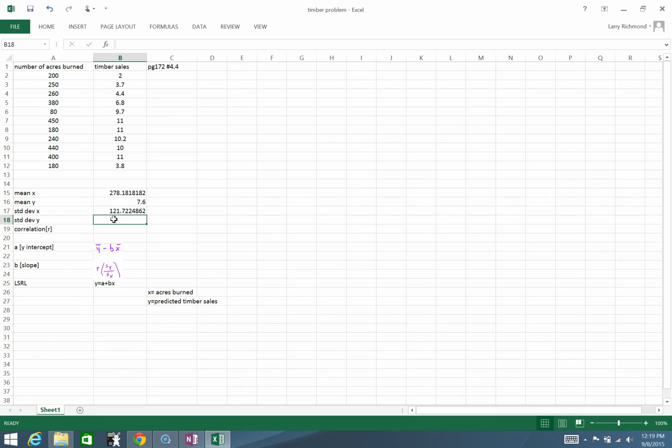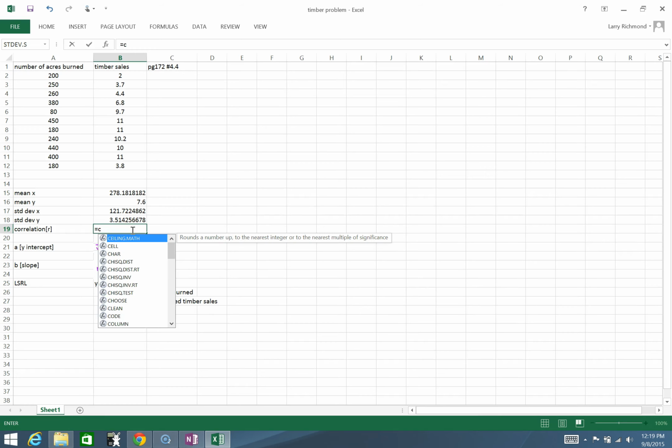Again, standard deviation of the y. Enter. ST. Standard deviation. Sample. Clicking on the y values. Hit enter. Lastly, correlation. We calculated this last time. It was like 0.33, but again, we do equals CORR. We get correlation.